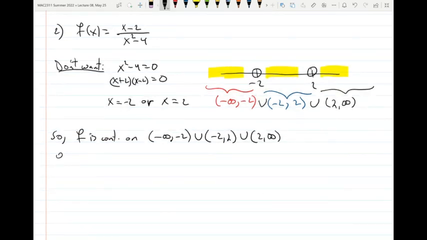So f is not continuous at negative 2 and 2. So let's classify them. Okay, how do we do this? You find the limit. We need to find the limit. And then what do we do? We make sure that the value of the function is equal to the limit.